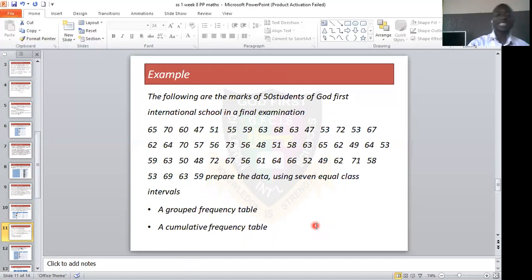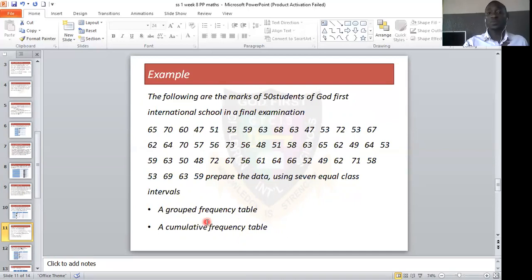Prepare the data using 7 equal class intervals. Now, in the previous example we were talking about 8 equal intervals, but now this one is 7. And from this class interval, you know how to get the differences between the class limits, that is the upper class limits and the lower class limits. These are the differences we should use for grouping the class intervals. 1. Prepare a group frequency table. 2. Prepare a cumulative frequency table. So how do you go about that?